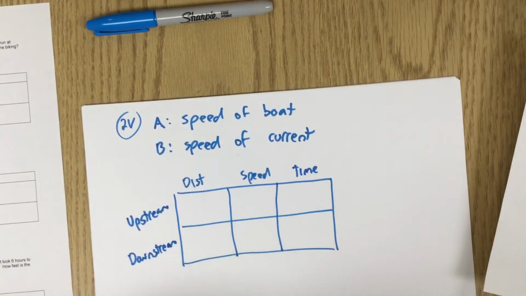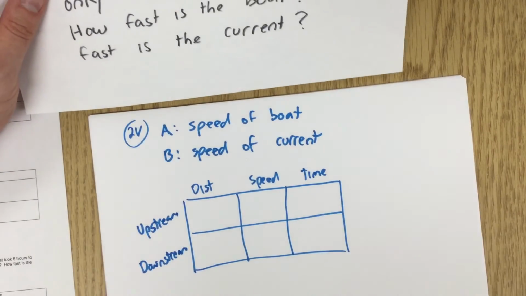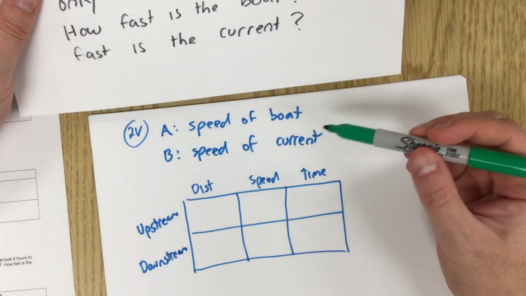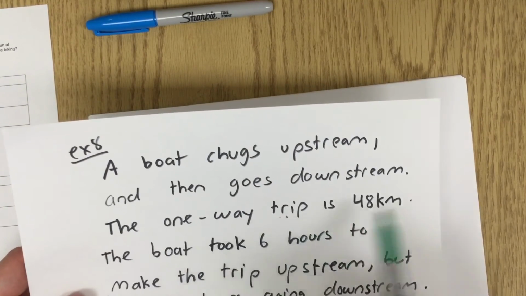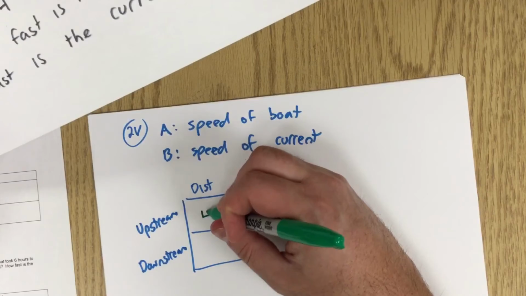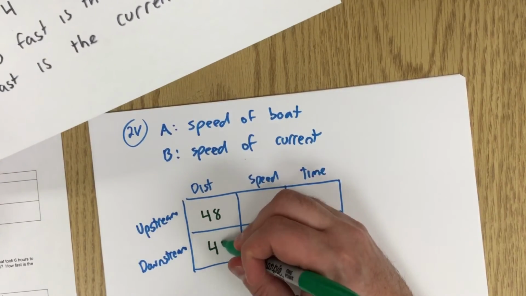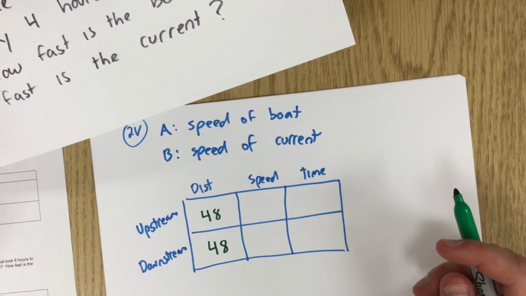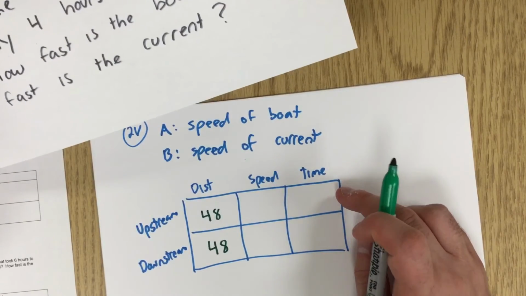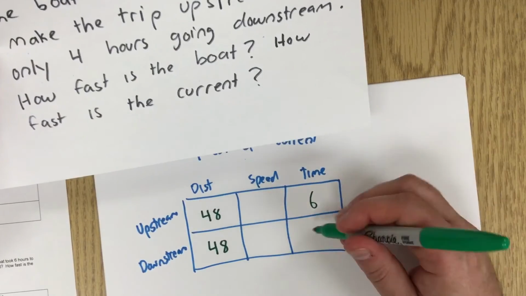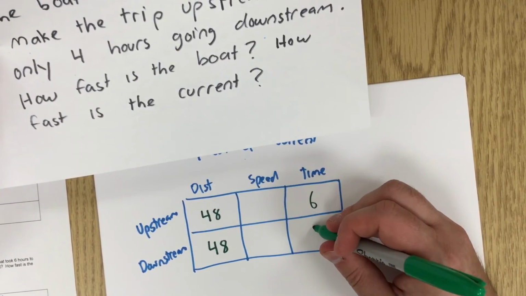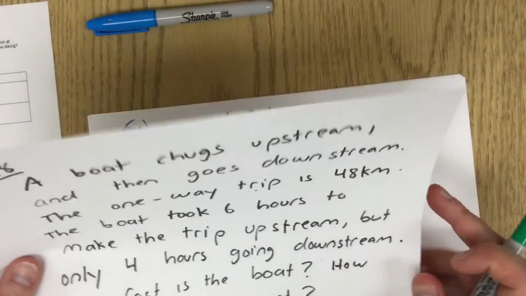And we're going to have to figure some things out. This one's going to be different than the last question. It's another distance, speed, time one, but it's not quite the same. So, going upstream, the distance of the trip is 48 kilometers. In this case, the distance for both of them is 48. They're both 48 kilometers. Now the time, when we were going upstream, it took 6 hours. When we were going downstream, it took 4 hours. That's from the question as well.